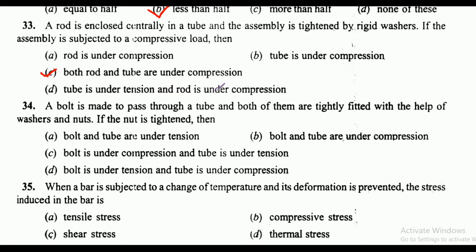Now friends, next is question number 34. A bolt is made to pass through a tube and both of them are rigidly fitted with the help of washers and nuts. If the nut is tightened, then here friends, these are the options, and here correct answer is option D, that is bolt is under tension and tube is under compression.